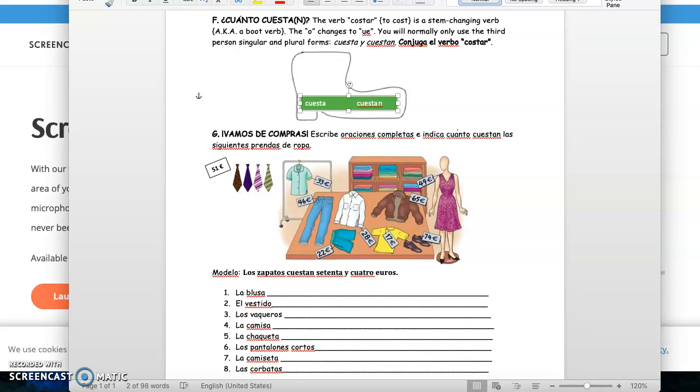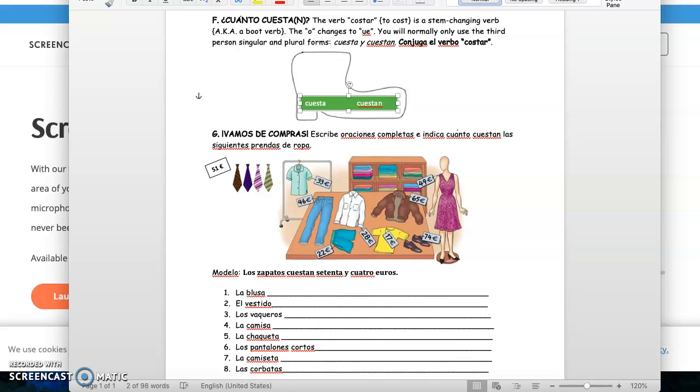Vamos ahora a la parte G. Vamos de compras, que significa let's go shopping. In this activity, you're going to look at the tienda below, the small store, which has various articles of clothing and the price tags attached. You need to write full, complete sentences telling us how much each item cost in euros. Euros is the monetary unit of Spain and many other countries in the European community. That's the symbol that you see behind the number.